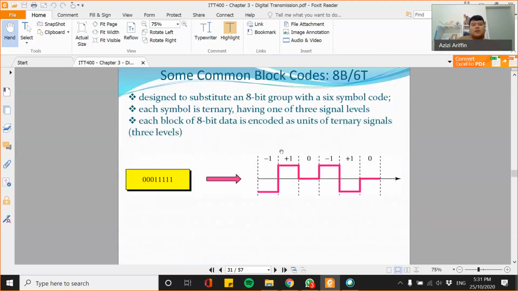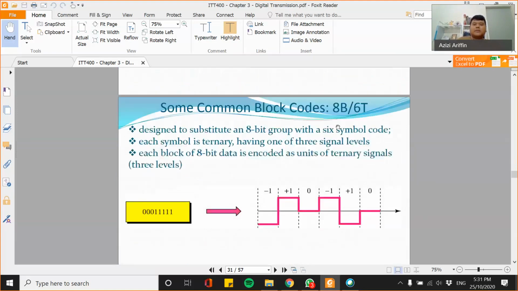Also we have 8B6T, designed to substitute an 8-bit group with a 6-symbol code. Each symbol is ternary, having one of 3 signal levels. So each 8-bit block is encoded as a unit of ternary signals. It is like this, and there is a table for it.